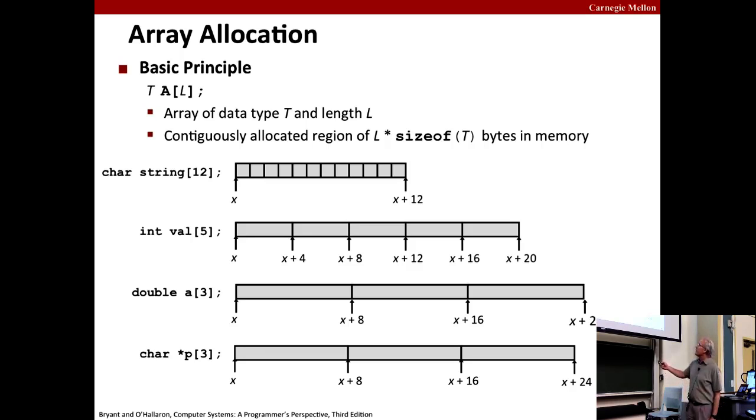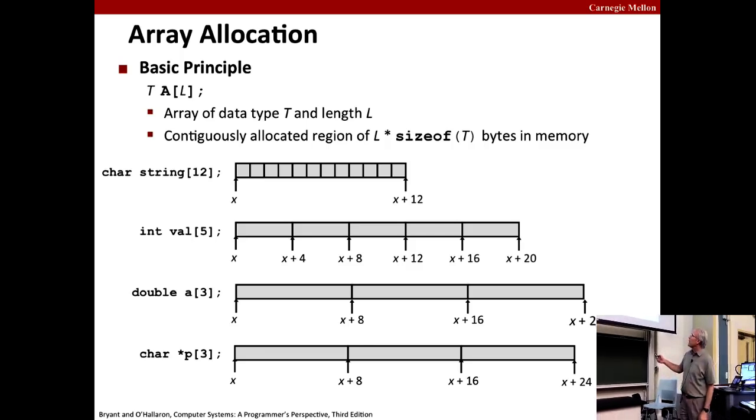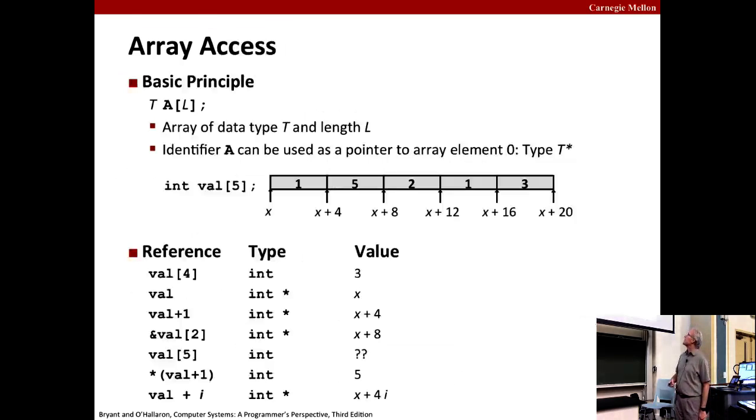And you see in this diagram we use x to denote the starting address of the beginning of this region of memory. And so we can use address computation to compute offsets by adding numbers to x to get the address of particular elements of this array. And that's exactly what the code does.